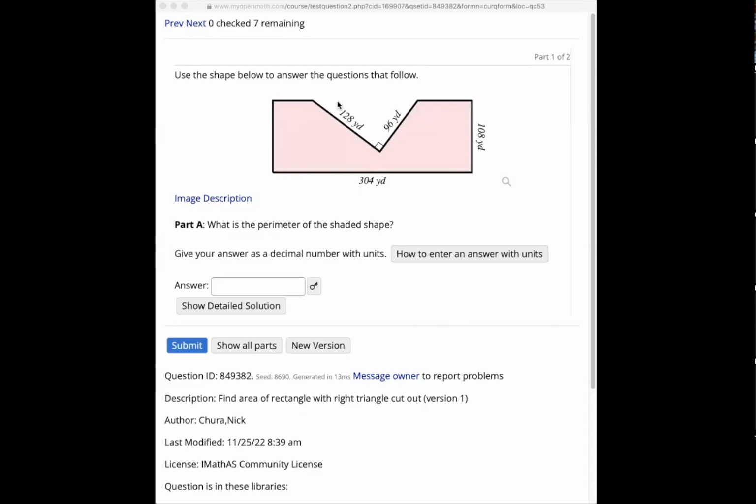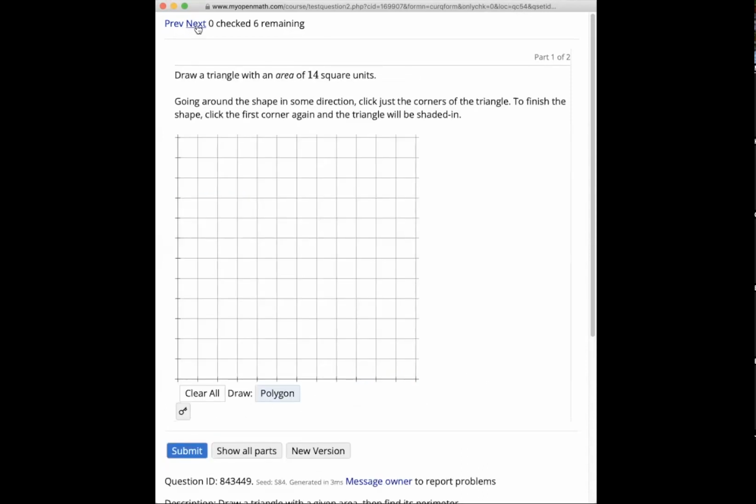So I believe this is the one we just saw, but I had to regenerate it. And this is his too. This is so cool. Draw a triangle with an area of 14 square units. Any ideas? Come on, this was a fun problem.